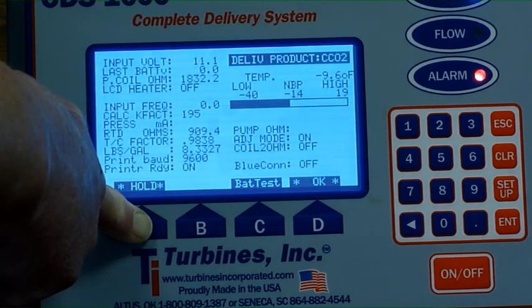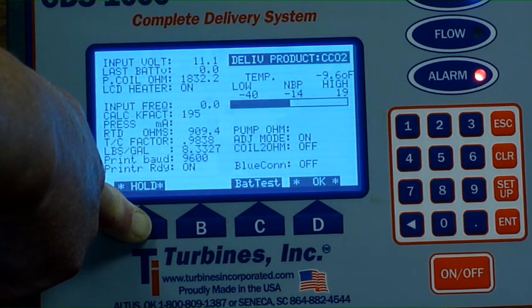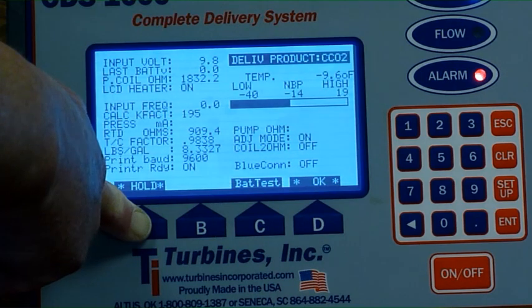Print baud, that can be set to work with printers that have a different baud rate. Ours happens to be 9600. The baud is the amount of data it can receive and calculate. Printer ready, ours is turned on, so if we have a printer, it would send out and look for the Bluetooth connection, and you would see that turned on.